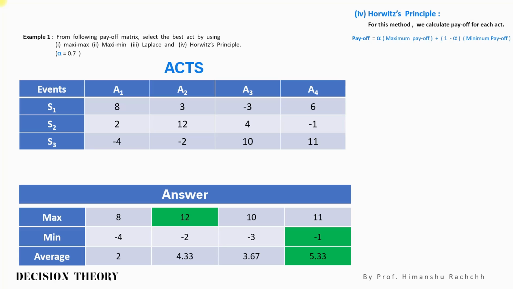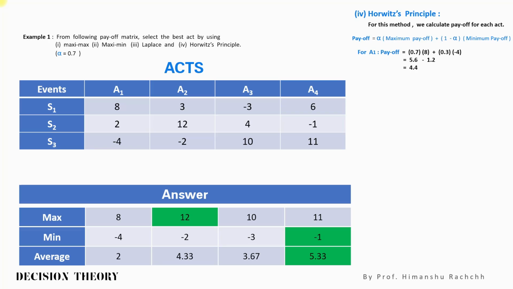In Hurwitz principle for each act we calculate payoff. For that formula is payoff is equal to alpha into maximum payoff plus 1 minus alpha into minimum payoff. Now friends, in this sum we are given the value of alpha. Alpha is 0.7. So naturally 1 minus alpha, 1 minus 0.7 is 0.3. So for each act we will multiply 0.7 with maximum payoff and 0.3 with minimum payoff.